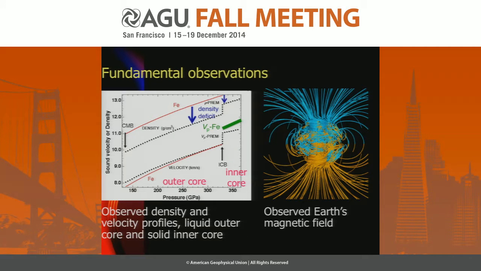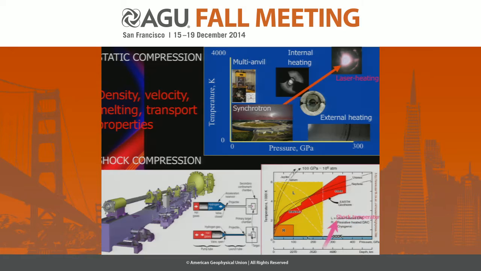So the fundamental observations we need to match are the density and velocity profile of the liquid outer core and solid inner core, and as a result the convection of the liquid outer core yields the magnetic field. All those are the final products that we really need to match up and understand. But how do we do this?